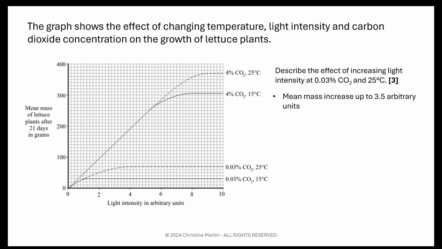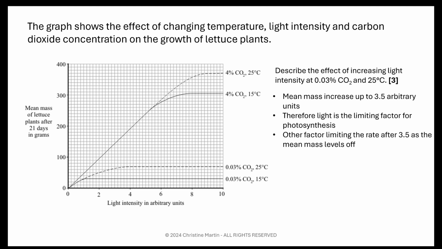So it's very important that you take the time to look at that line and focus on what you can see. Now it's important to note that in this one we would say that there was a mean mass increase up to, give them the number, 3.5 arbitrary units. They've asked me to describe, so they want me to look at the graph and be specific. Therefore, up to that point, whatever was at the bottom of the graph, the light intensity was limiting the rate of photosynthesis. The other factors are limiting the rate after 3.5 as the mean mass levels off.